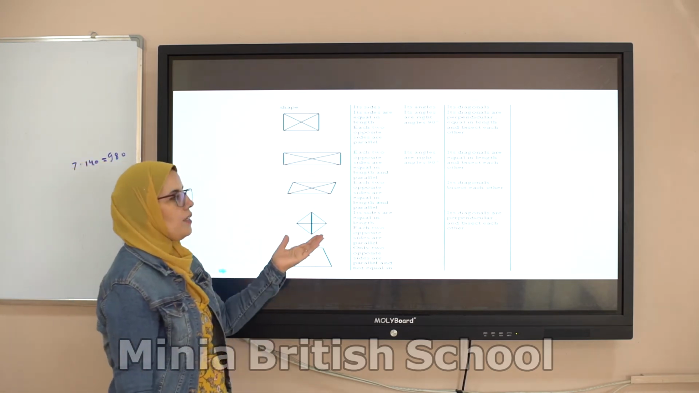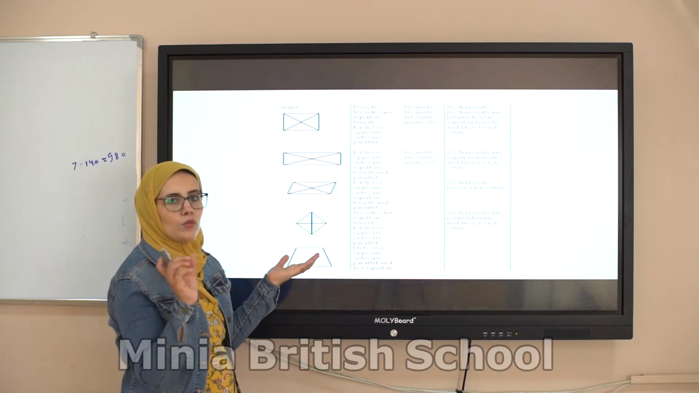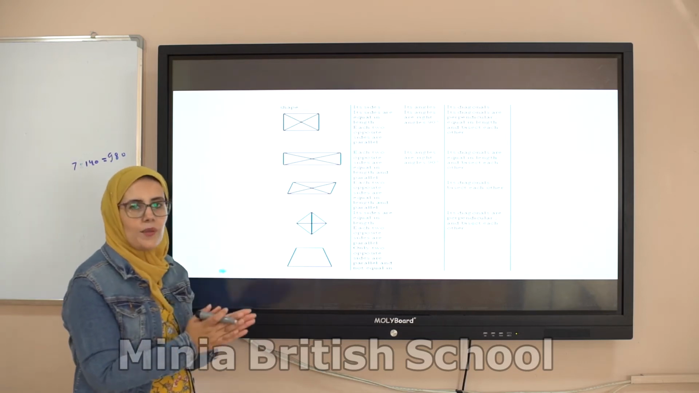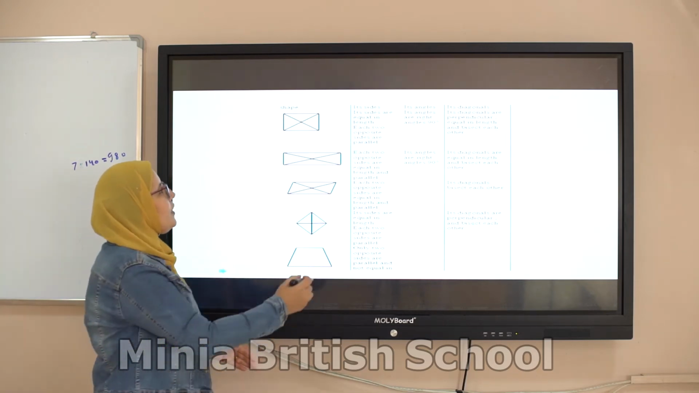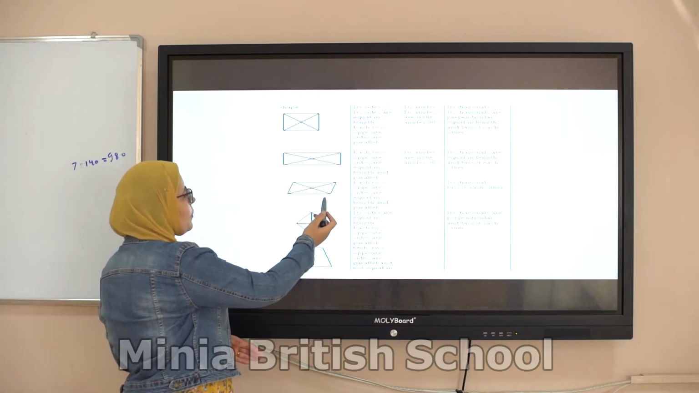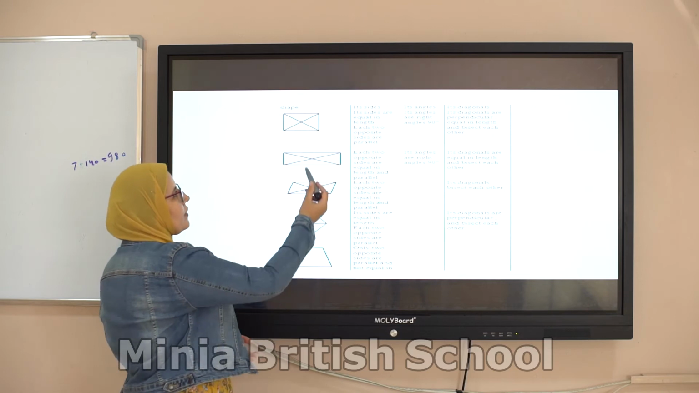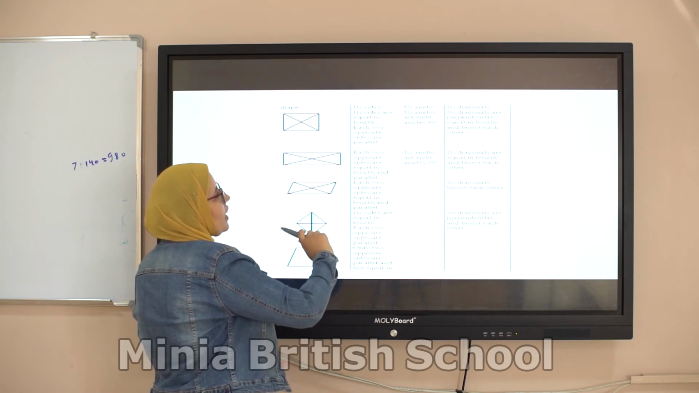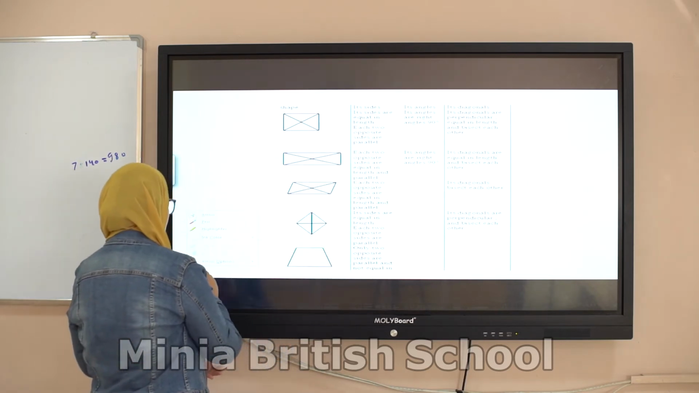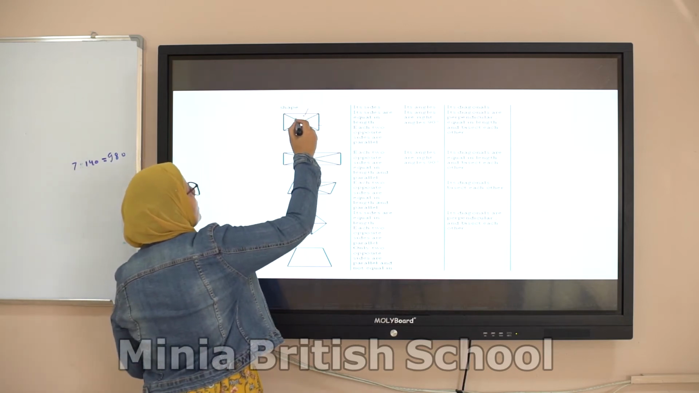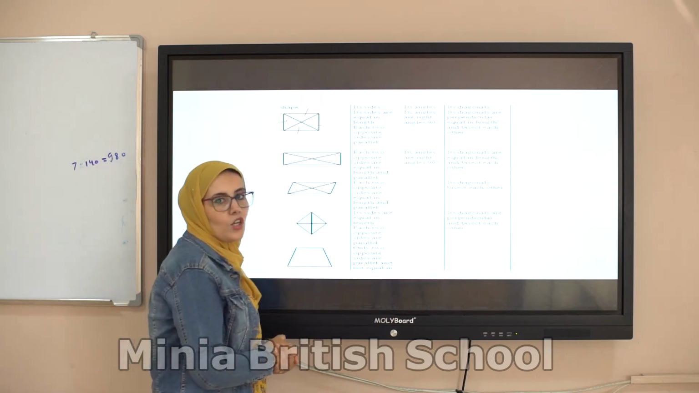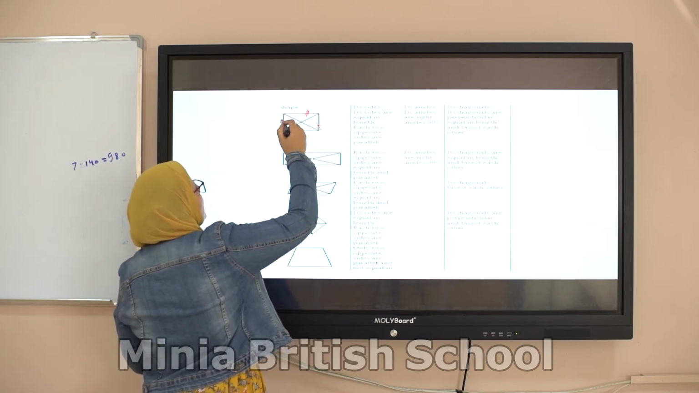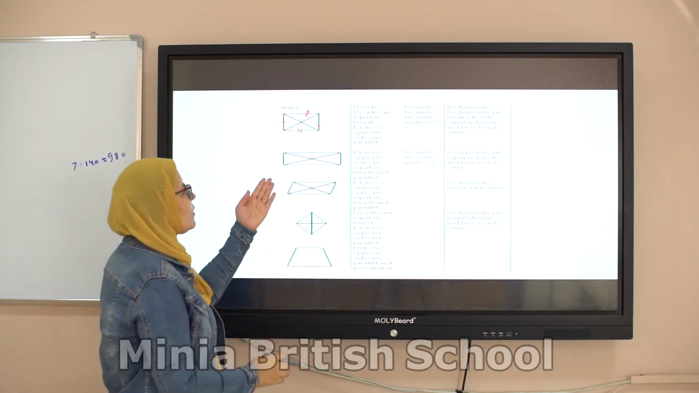This table will explain the properties of each polygon. All of them are quadrilateral shapes or quadrilateral polygons: square, rectangle, parallelogram, rhombus, trapezium. Here, in the square, all sides are equal in length, and each two opposite sides are parallel. So this equals this, equals this, equals this. The sides are equal in length, and this is parallel with this, and this parallel with this. That's it. What about the diagonals?